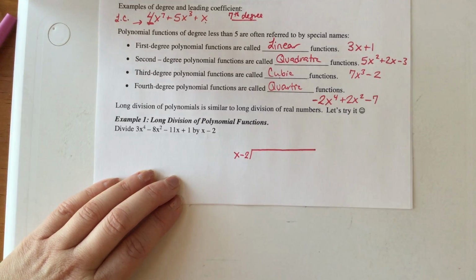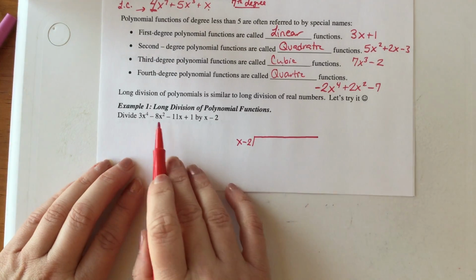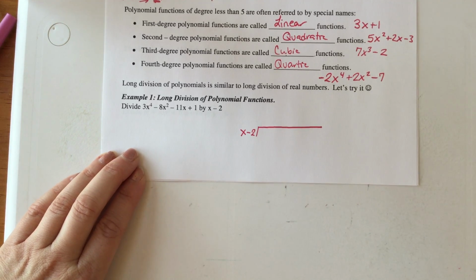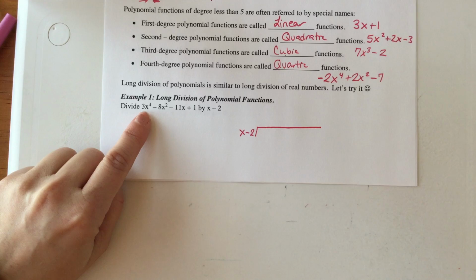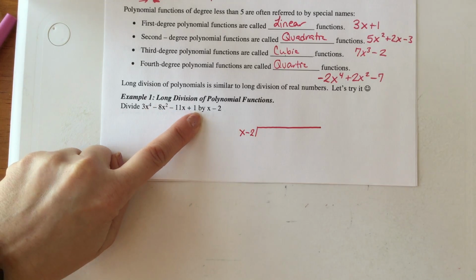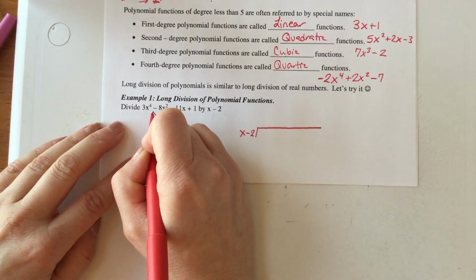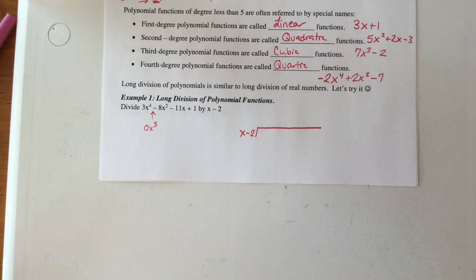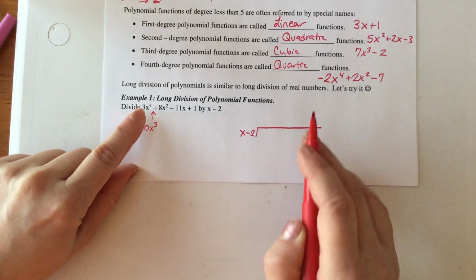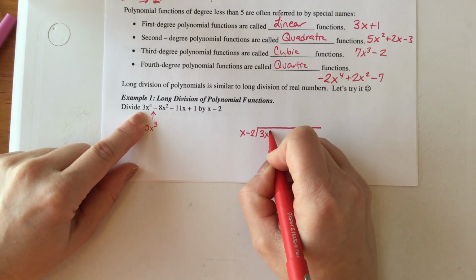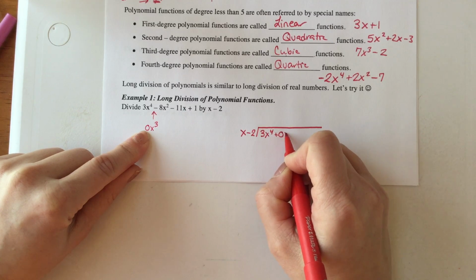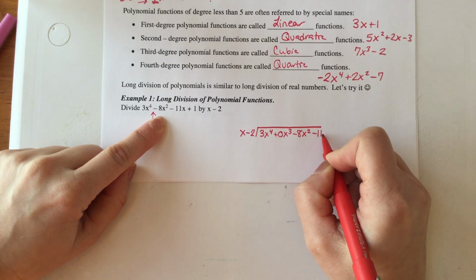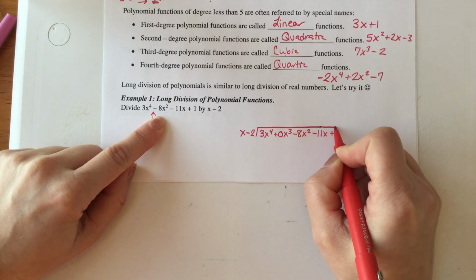So x minus 2 goes on the outside. On the inside, you want to make sure that it is in standard form and you're not missing any x's. So if I look at the x's, it's 4x's, 2x's, 1x's, no x's. Notice there is no x cubed. So I need to go ahead and put a 0x cubed in that location. This is what goes underneath. I have 3x to the power of 4 plus no x cubed minus 8x squared minus 11x plus 1.